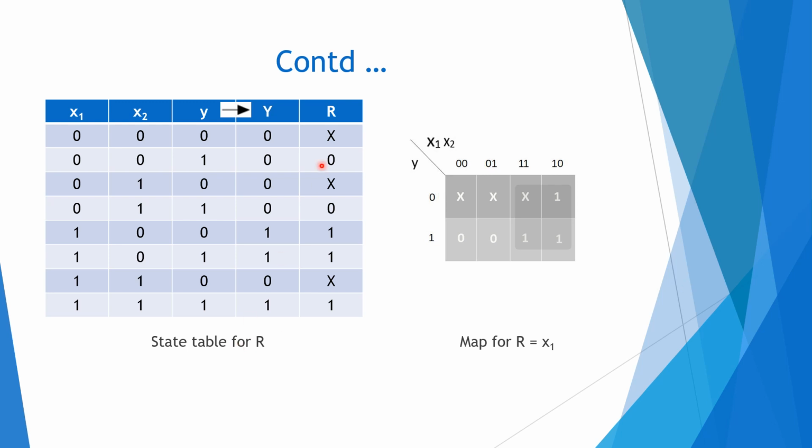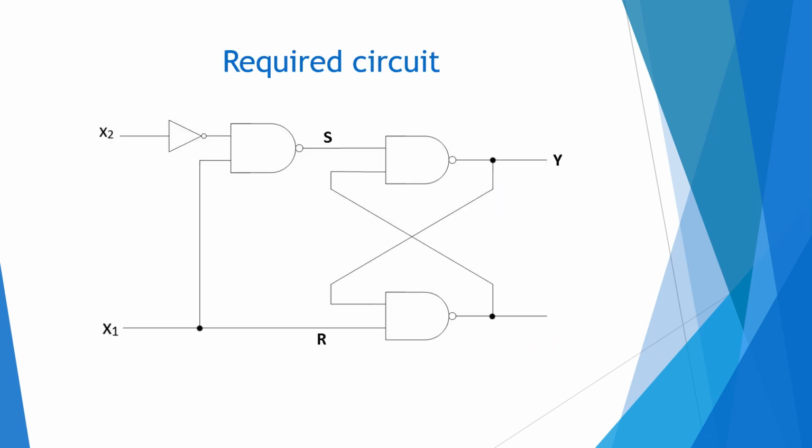And again, this is the value of R. The same procedure happens here. This is the map for R. You can see here the value is x1, and this is the required circuit where the forbidden condition is avoided. This is a NAND latch here.